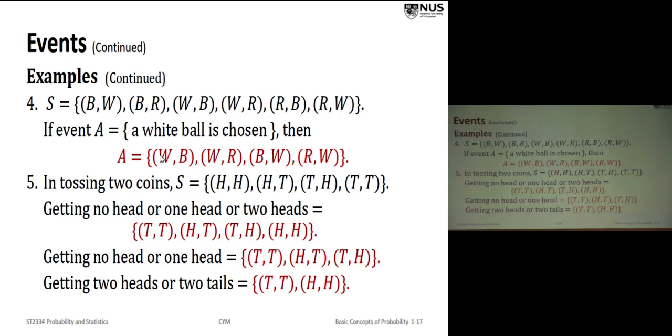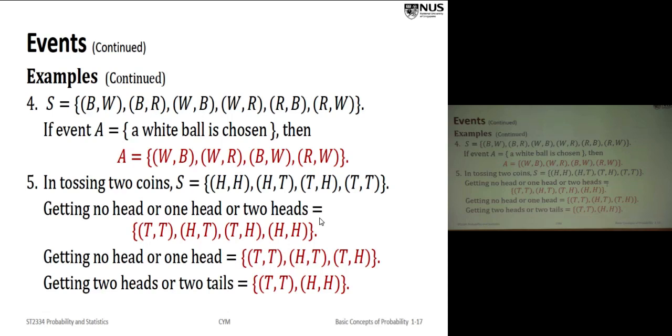Then, in tossing 2 coins, if you flip 2 coins, the sample space is, of course, heads-heads, heads-tails, tails-heads, tails-tails. Here are some potential events of interest: you get no head, or 1 head, or 2 heads. No heads would be this case, 1 head this case, and 2 heads this case. So these sample points satisfy at least one of these three constraints.